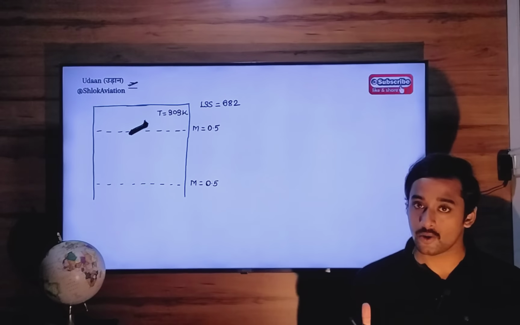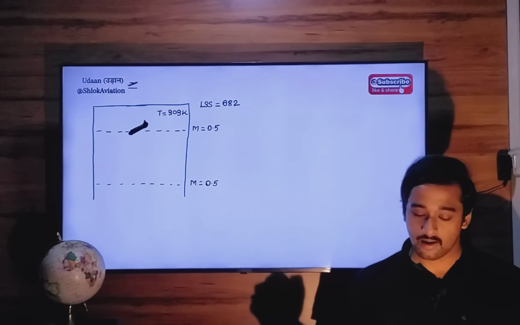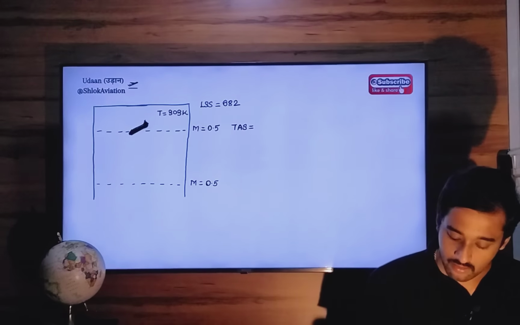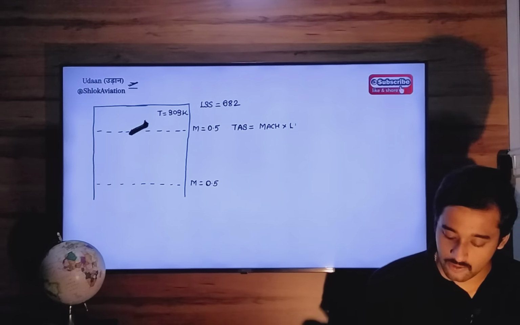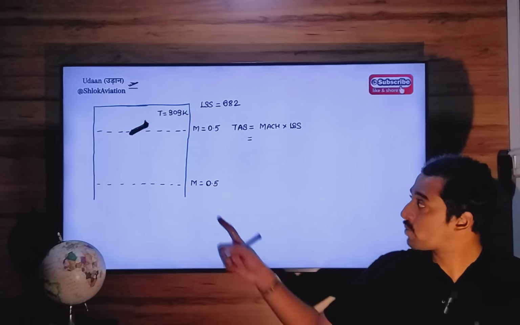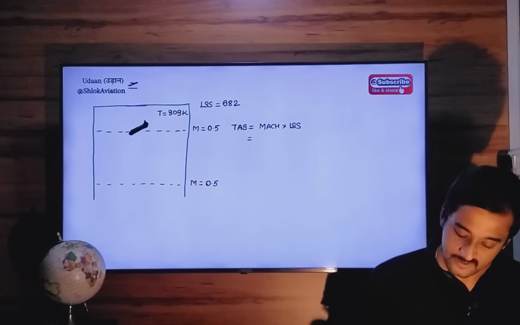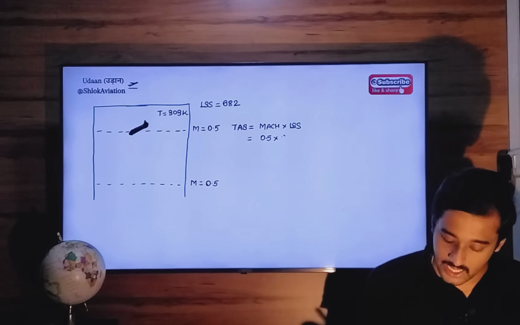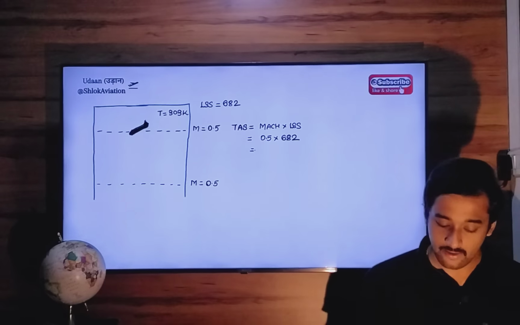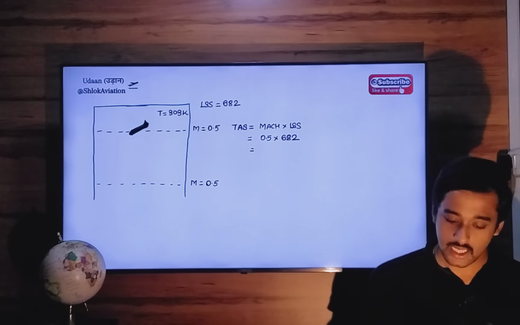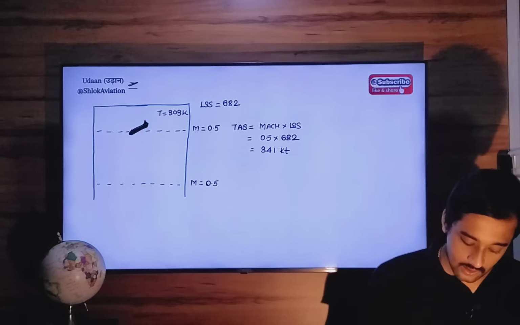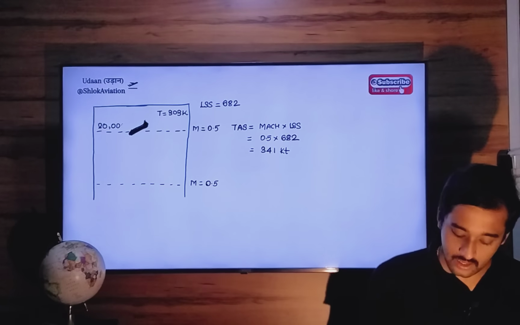So you have the local speed of sound and Mach number. Now let's calculate TAS. TAS is Mach number multiplied by local speed of sound. Correct? What is Mach number at 20,000 feet? It is 0.5. What is local speed of sound at 20,000 feet? It is 682. Now 0.5 multiplied by 682 is 341. So TAS at 20,000 feet is 341 knots.